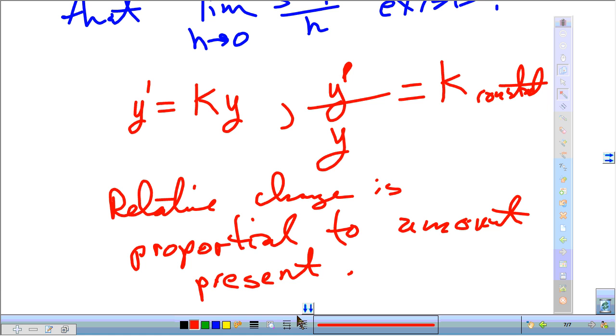Okay? Less going in means less change. More going in means more change. So exponentials end up being one of the very important models of real world and real world data due to this study.